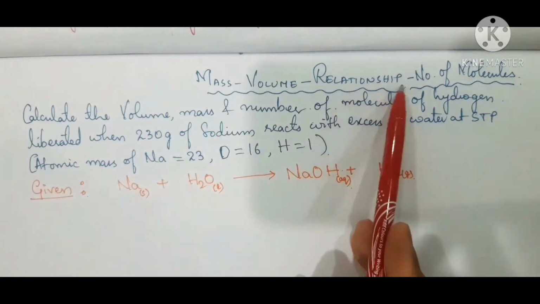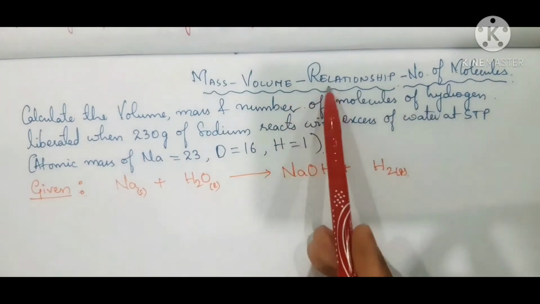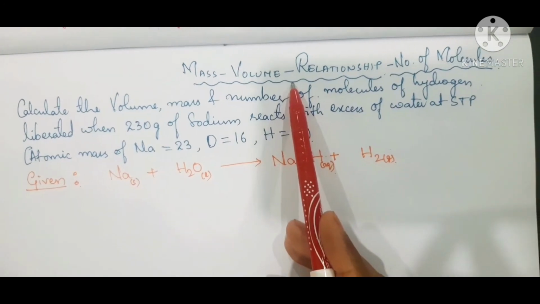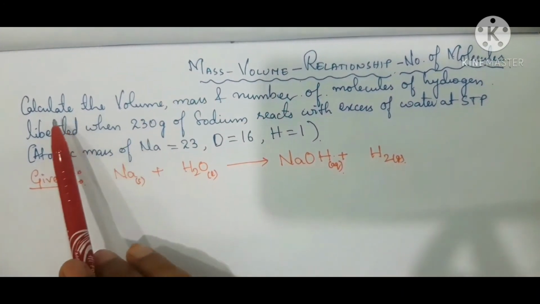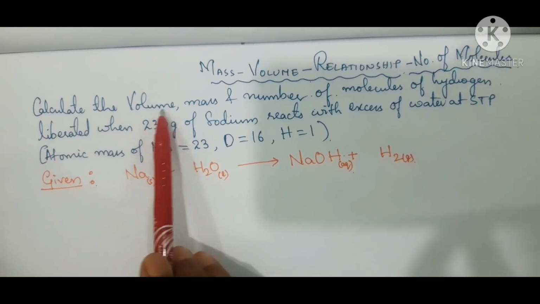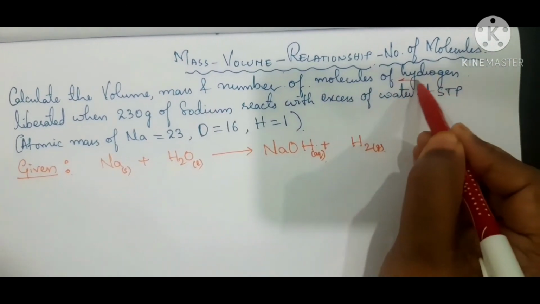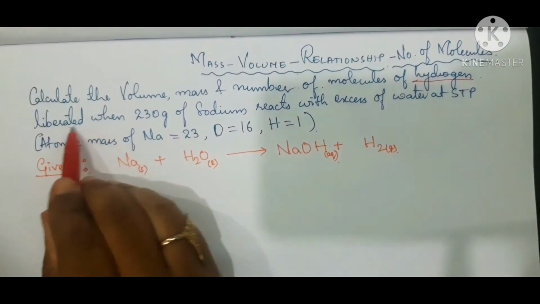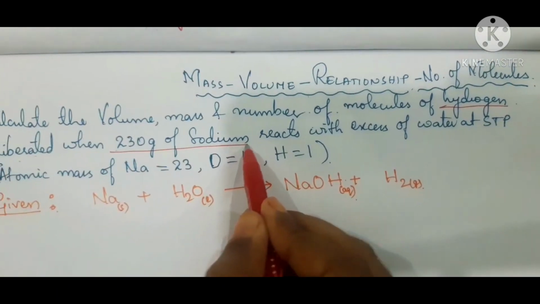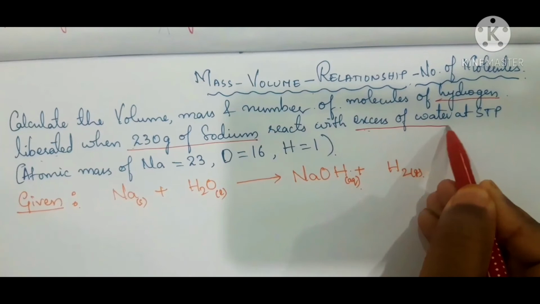Mass, volume relationship, number of molecules. Let us see one question based on this, and then you can solve a question on your own. You are able to see: calculate the volume, mass and number of molecules of hydrogen when 230 grams of sodium reacts with excess of water.